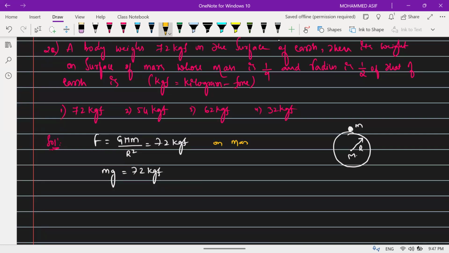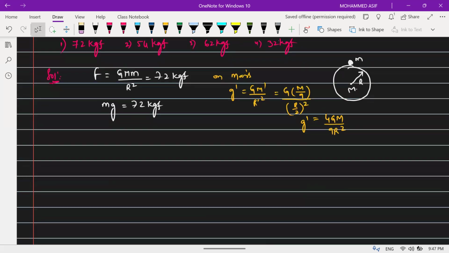Now on Mars, what is the value of g? On Mars, the value of g, that is g dash, is equal to capital G, that is M dash divided by r dash square. So that will be equal to capital G. Mass is M by 9, divided by radius, which will be r by 2 whole square. So this value will come out as 4 times capital G capital M divided by 9 into r square. This is the g value on the surface of the earth. Sorry, on Mars. Isn't it?